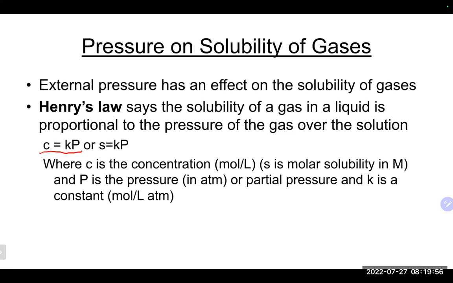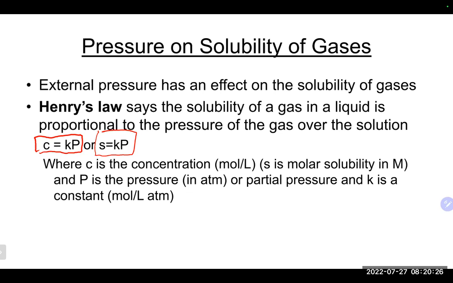There are two versions of this equation, but it's kind of the same thing. This one is C = kP. C is molarity. k is Henry's constant and is specific for the gas you're dealing with, so it would be a value you would find in a table. P is the pressure in atmospheres. Or sometimes you'll see it like this: S = kP. S here is the molar solubility, which is really molarity anyway, but sometimes people use S to represent molar solubility.